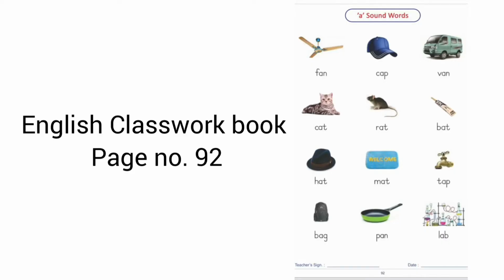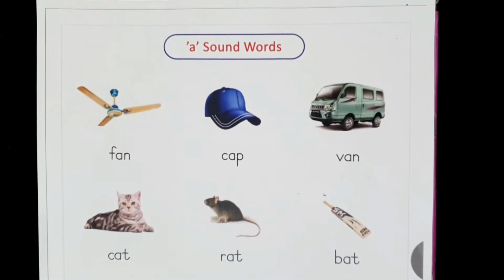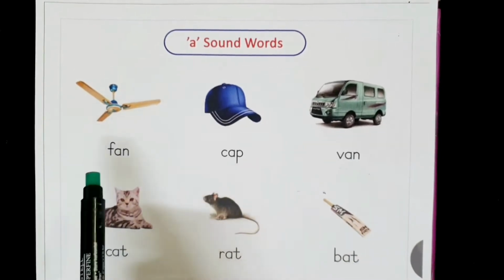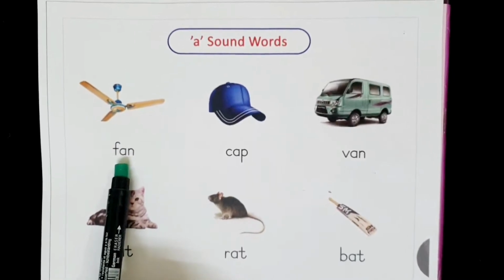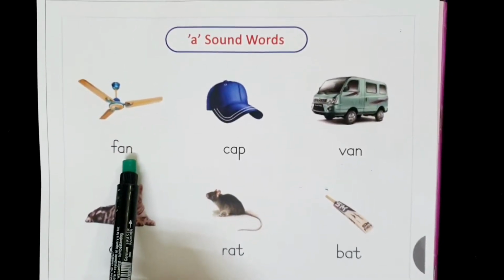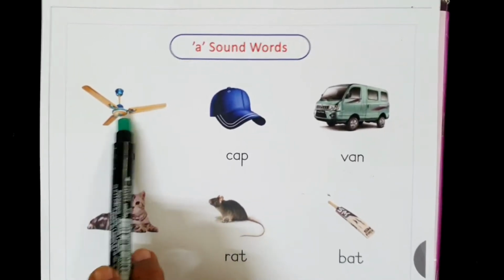After learning vowels and consonants, let's learn the second topic, A sound words with examples with words and pictures. English class workbook page number 92. Children, now let us learn some words of A sound from our class workbook. What is this? F. F says fa. What is this? A. A says a. What is this? N. N says n. F, A, N, fan.